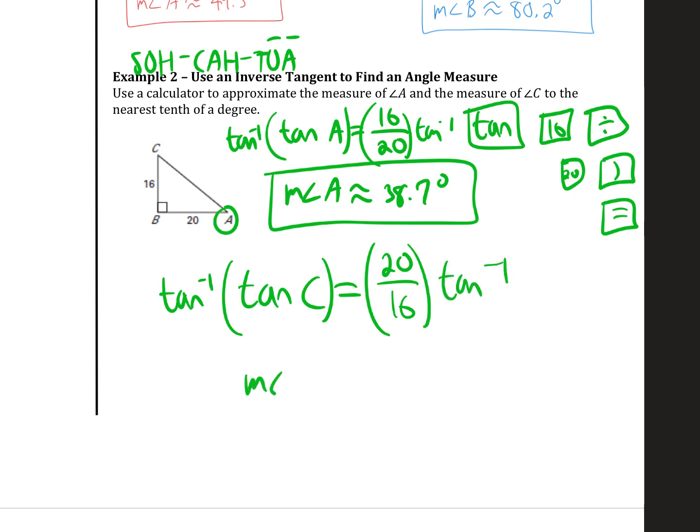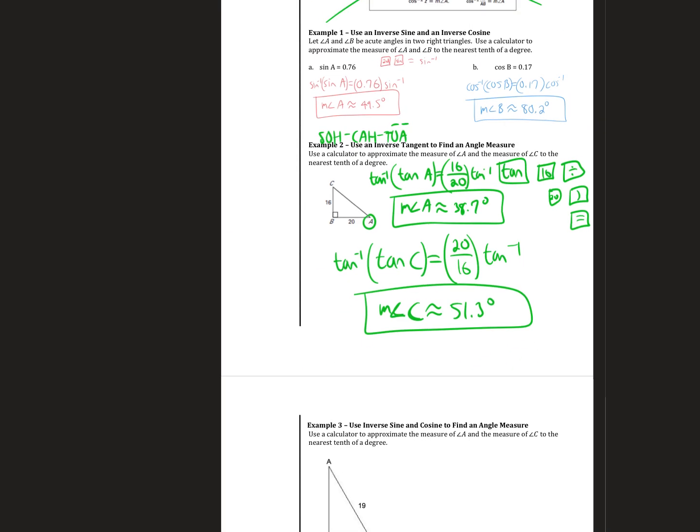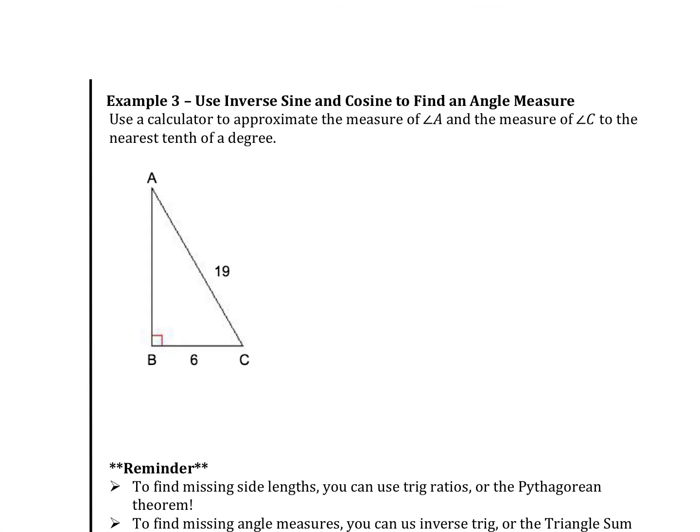And so we're going to measure of angle C is approximately, this is an angle button, C, 51.3 degrees. All right, sounds good. So now we know how to use each of those functions here. Oh, we're going one step further. We're going to do sine and cosine now. Cool. So, sine. So we're looking for the measure of angle A and measure of angle C.